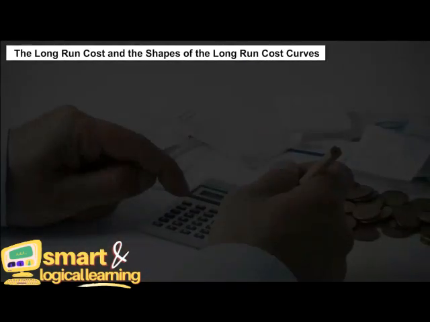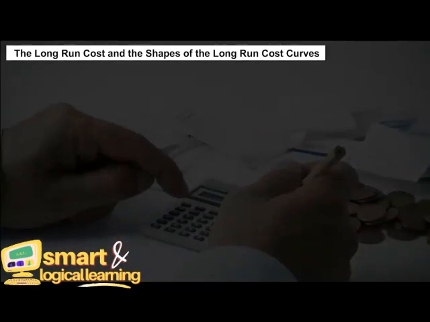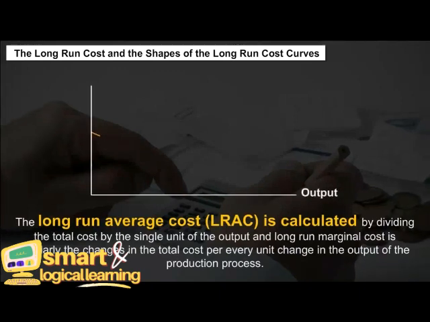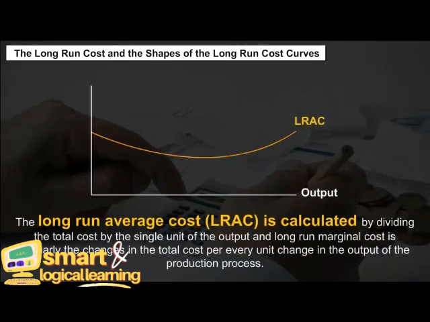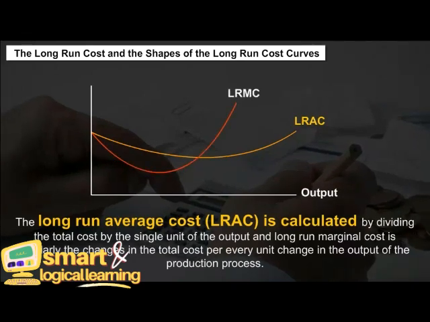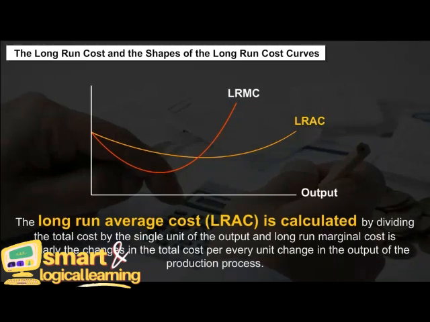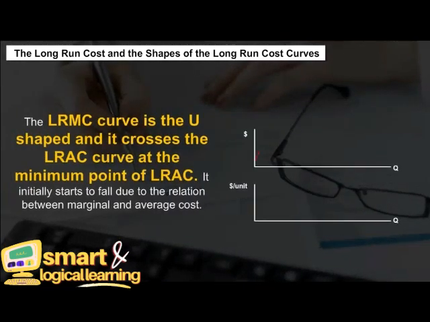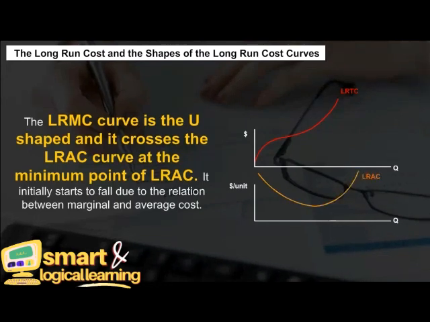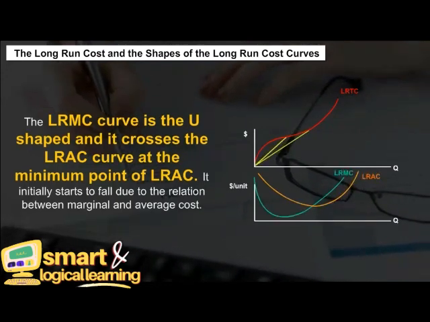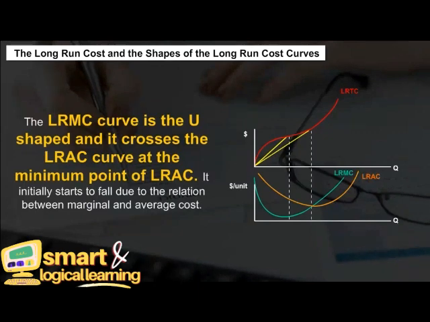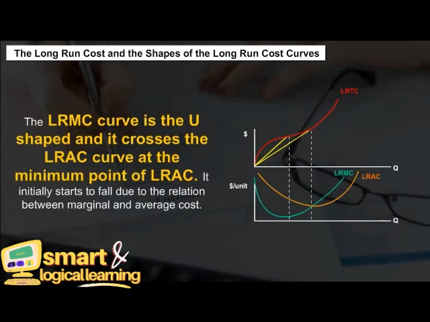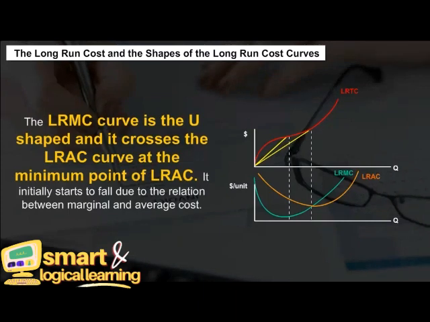The long-run cost and the shapes of the long-run cost curves. The long-run average cost, LRAC, is calculated by dividing the total cost by the single unit of the output, and long-run marginal cost is the change in the total cost per every unit change in the output of the production process. The LRMC curve is U-shaped and it crosses the LRAC curve at the minimum point of LRAC. It initially starts to fall due to the relation between marginal and average cost.